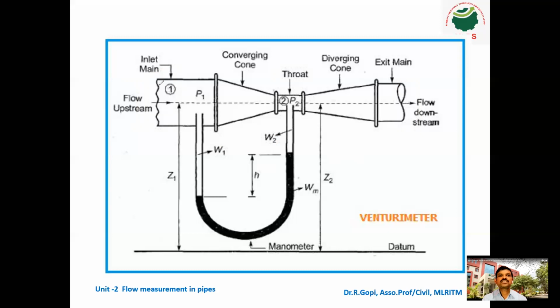So this is the inlet section, convergent, throat, divergent section and exit, outlet. This is the manometer, and this imaginary line is called the datum line. This is the cross section of the Venturi meter. We will do this experiment next semester in the fluid mechanics lab.